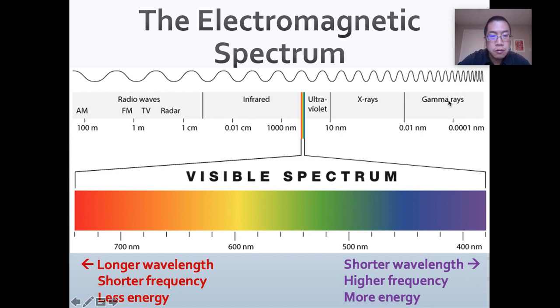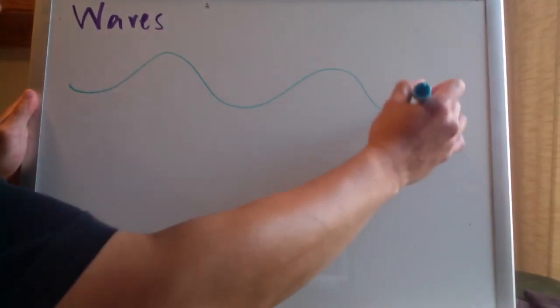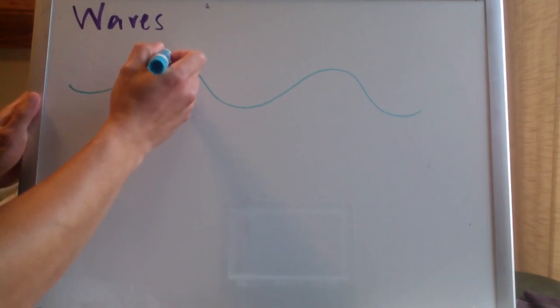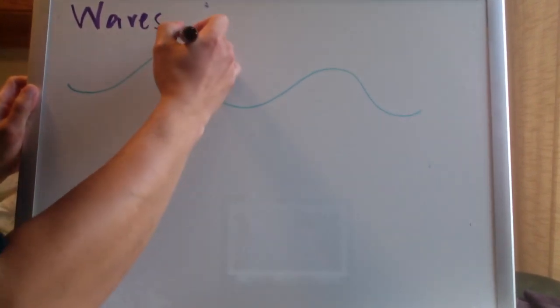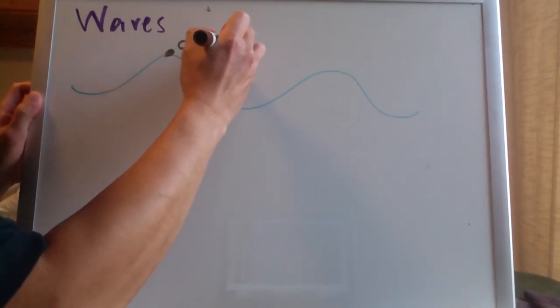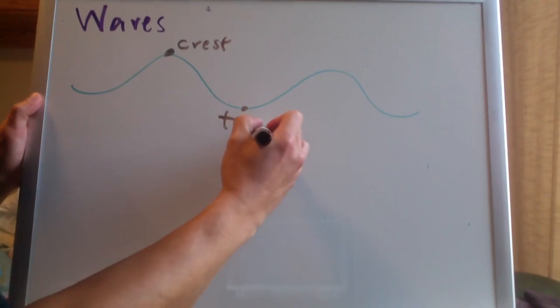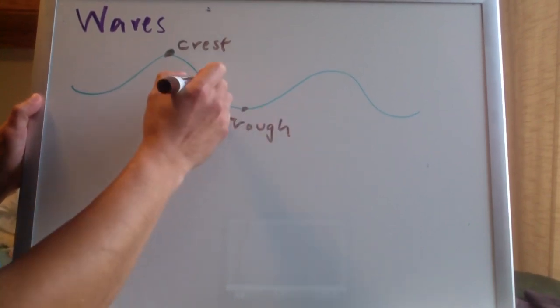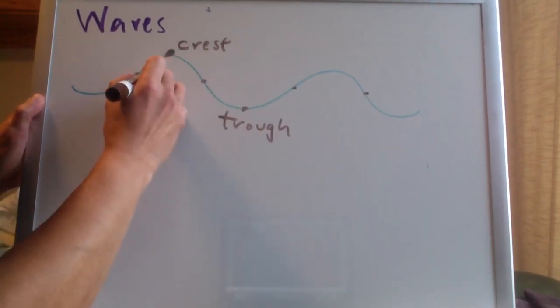Now let's take a look at a few calculations relating to wavelength, frequency, and energy. Here I'll draw a wave. Like I mentioned previously, the top of a wave is called a crest. The bottom of a wave is called a trough. And in the middle, these are called nodes.